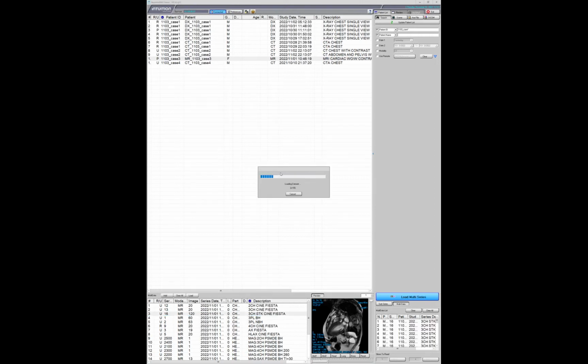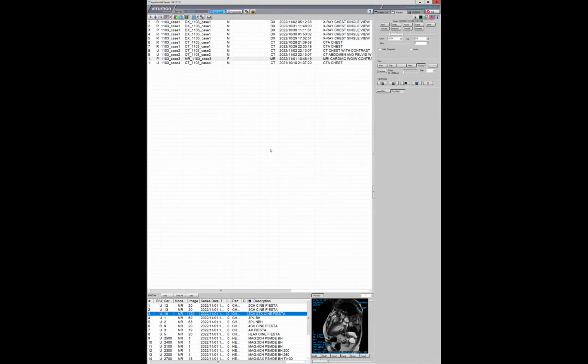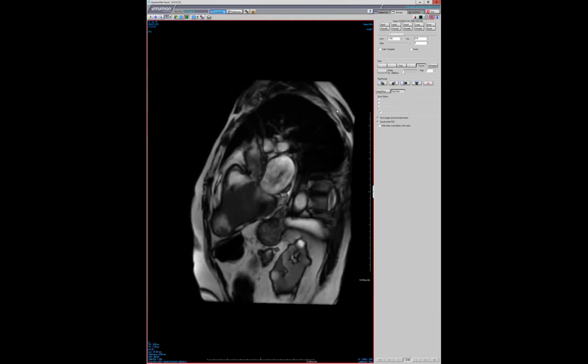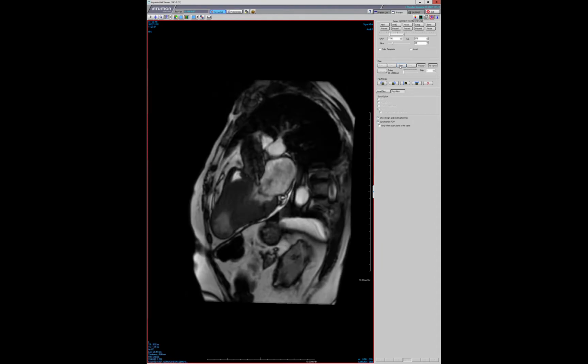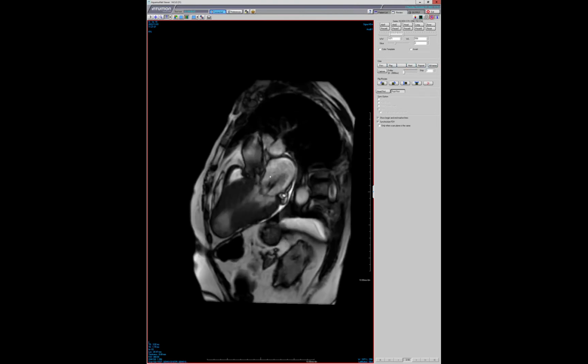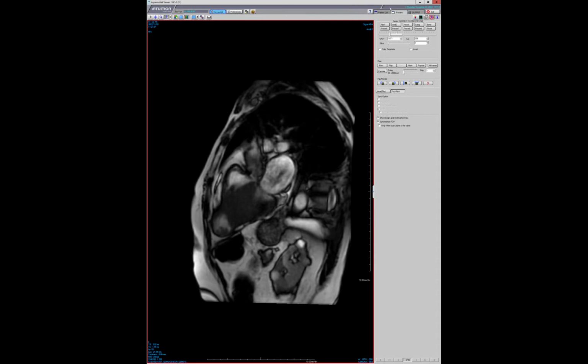Let me see. Hopefully this won't take too long to load up the 3-chamber. The point is, there's also a little tiny thrombus sitting in there. I'm sorry, I don't know why it's doing this for me, where it's not just playing. Anyways, I'll just stop it here. But you can see there's not only an aneurysm, but there's a thrombus in the aneurysm.